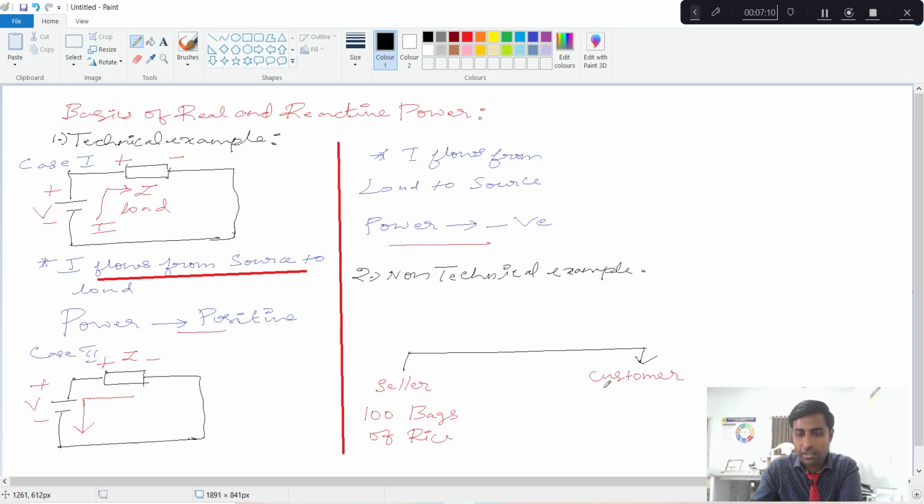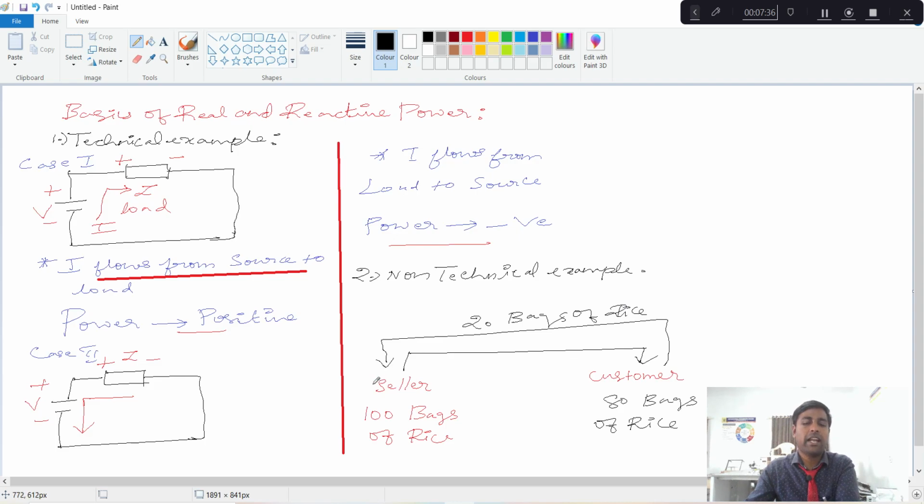Now what this customer is doing, he is utilizing 80 bags of rice. And he is now returning back that 20 bags of rice again to the seller.